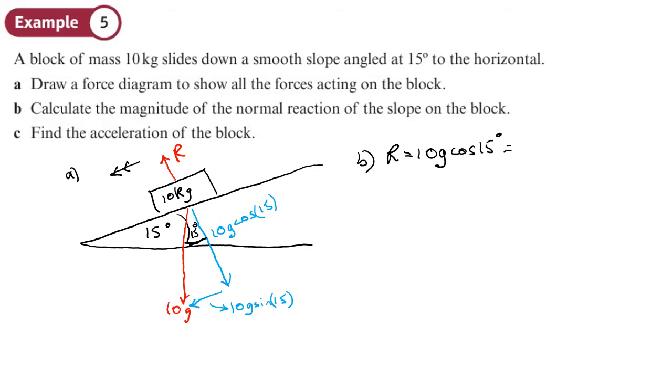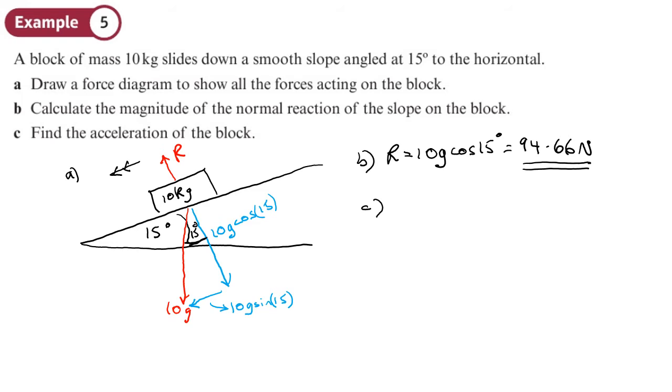So 10 times 9.8 times cos 15, 94.66. So 94.66 newtons is the normal reaction. Part C, the acceleration, right.